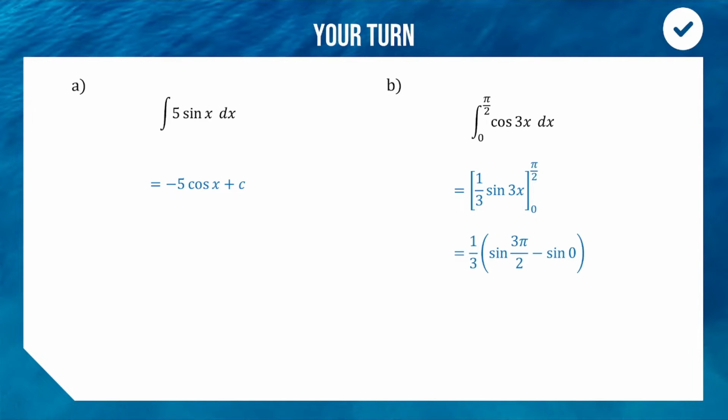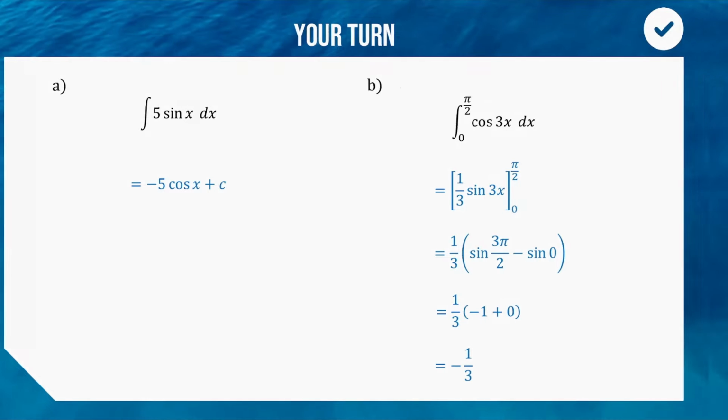I think that's -1. In fact, I'm pretty confident it is -1. Sine of 0 is just 0, so we get -1 plus 0, which is -1, so we just get -1/3 as our answer. Okay, I feel like this was too much for one video, but I've already committed, so I'm just going to finish it.